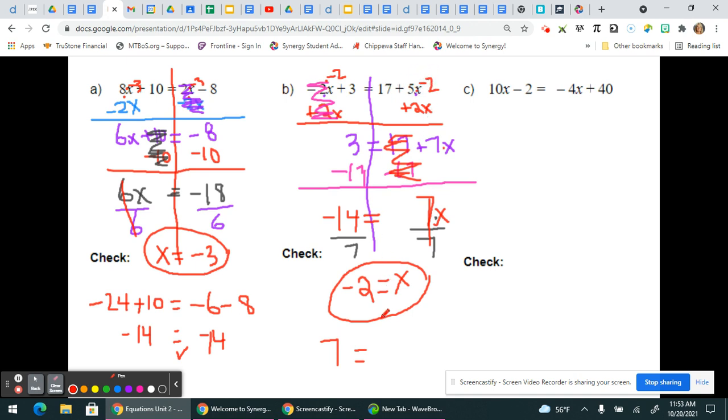Negative 10 plus 17 is 7 on the right. We are good. All right, letter C. Let's keep rolling. We're almost there. Find your equal sign, put your line in.